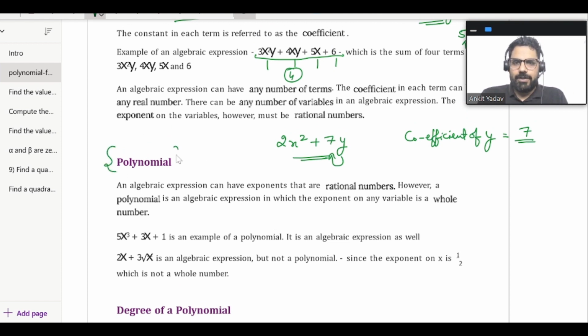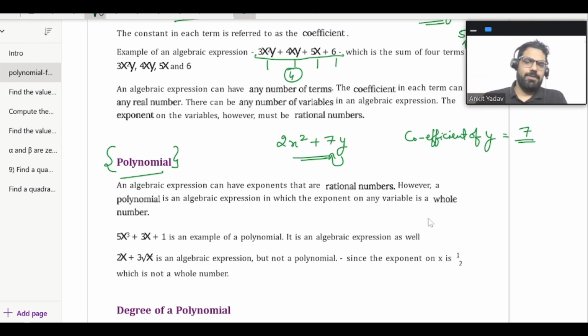Now let's go for the polynomial. So what is a polynomial? An algebraic expression can have exponents that are rational numbers. However, a polynomial is an algebraic expression in which the exponent on any variable is a whole number. So basically, what is the difference between an algebraic expression and a polynomial? An algebraic expression can have the power of the variable in any form, whether it is a rational number or negative, it doesn't matter, right? But for a polynomial, the power of the variable should be a whole number when it is on the numerator side, right? Fine.